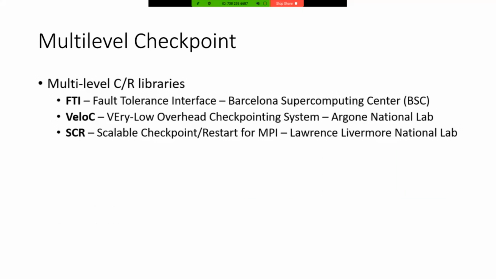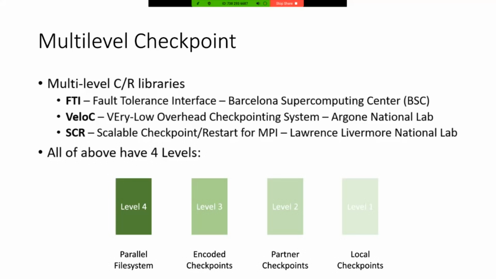And libraries that implement multi-level scenarios are FTI, Veloc, and SCR. FTI is maintained here at the Barcelona Supercomputing Center. Veloc is at Argonne, and the last one is in LLNL, California. And they all implement 4 levels of reliability. These levels consist of local checkpoint, partner checkpoints, encoded checkpoints, and checkpoints on the parallel file system.